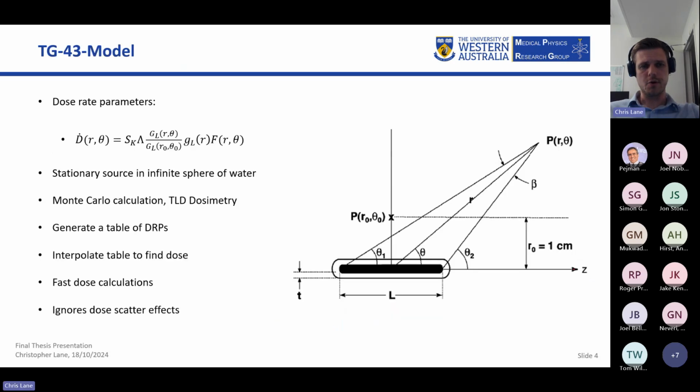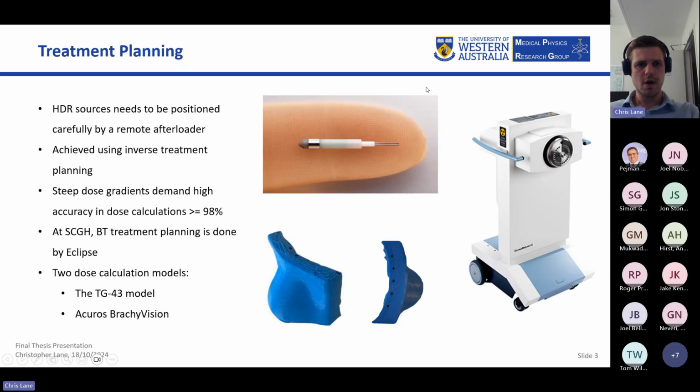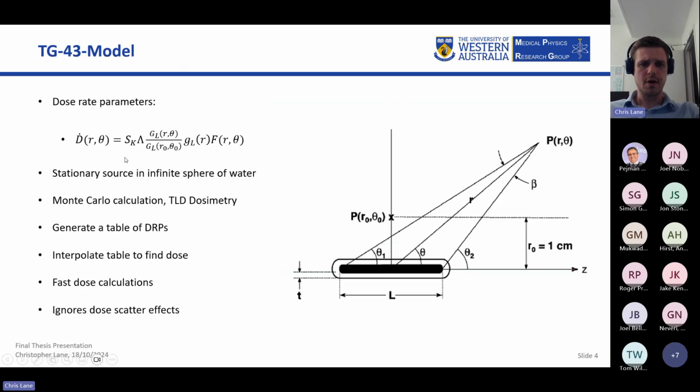The TG43 model, like the name suggests, is based off of the dose calculation protocols outlined in Task Group number 43 and its updates. This is simply taking a calculation of the dose rate parameters. So we have the air kerma strength, the dose rate constant, the radial dose function, and the 2D anisotropy function.